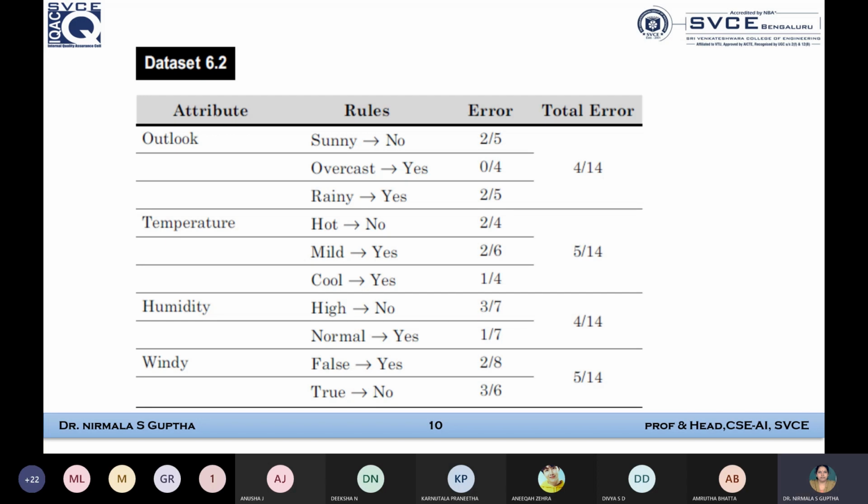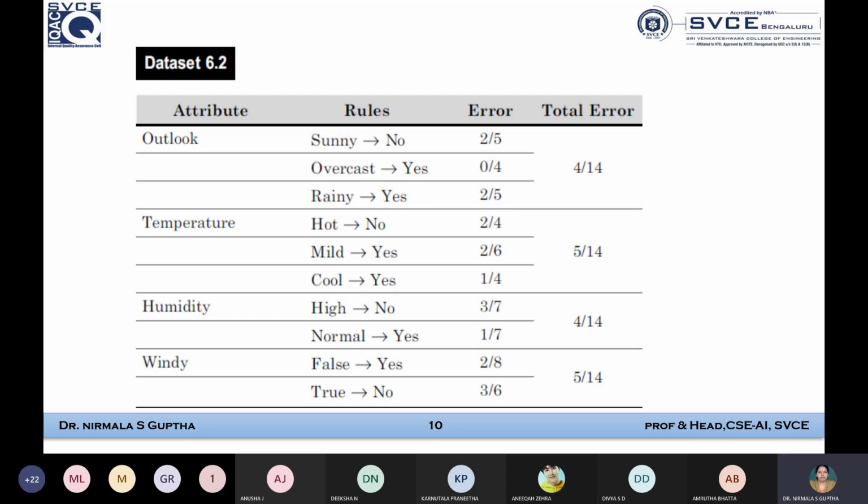The tie can be broken using another criterion for the purity of the resulting subtree. Please underline this. There is an ambiguity between the Outlook and humidity attributes because there are 4 errors in both. Since there is a tie, it can be broken using another condition to get the purity of the resulting subtree. And one more thing we need to consider: some of the branches are completely error free.